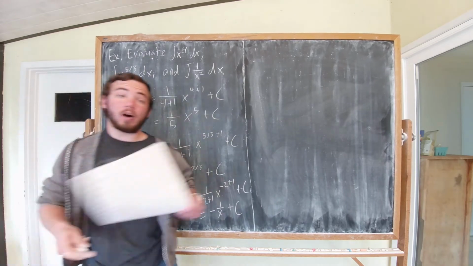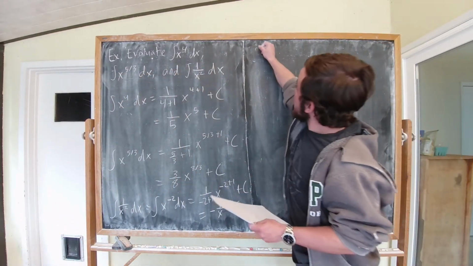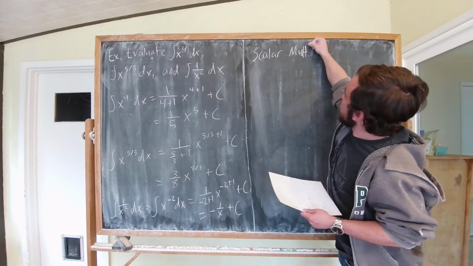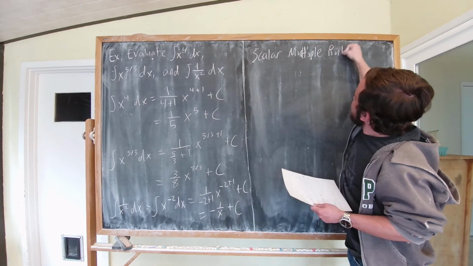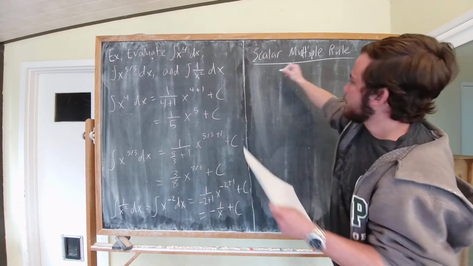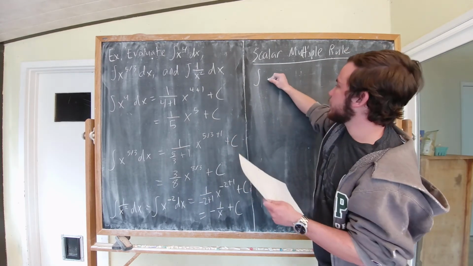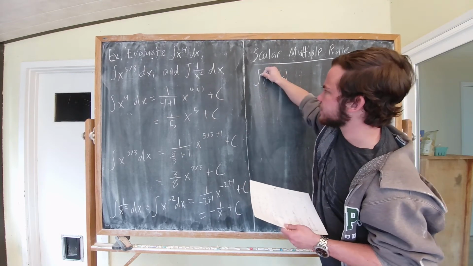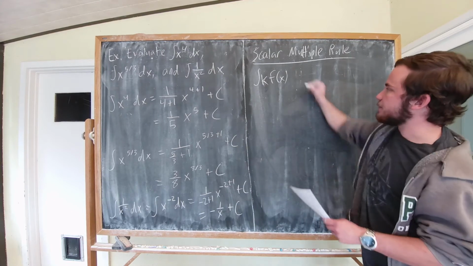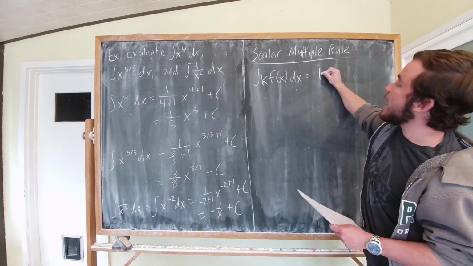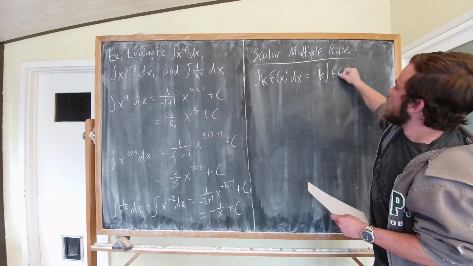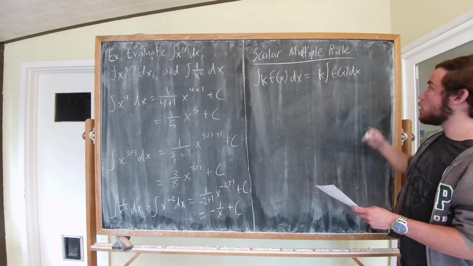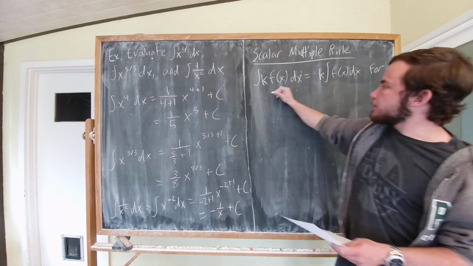Okay, couple of quality of life rules. Scalar multiples pull out of integrals, just like we did for derivatives. The integral of little c times f of x, heck, let's make it k so we don't confuse it with that c. The integral of k times f of x dx is k times the integral of f of x dx, and this is true for all k and r.